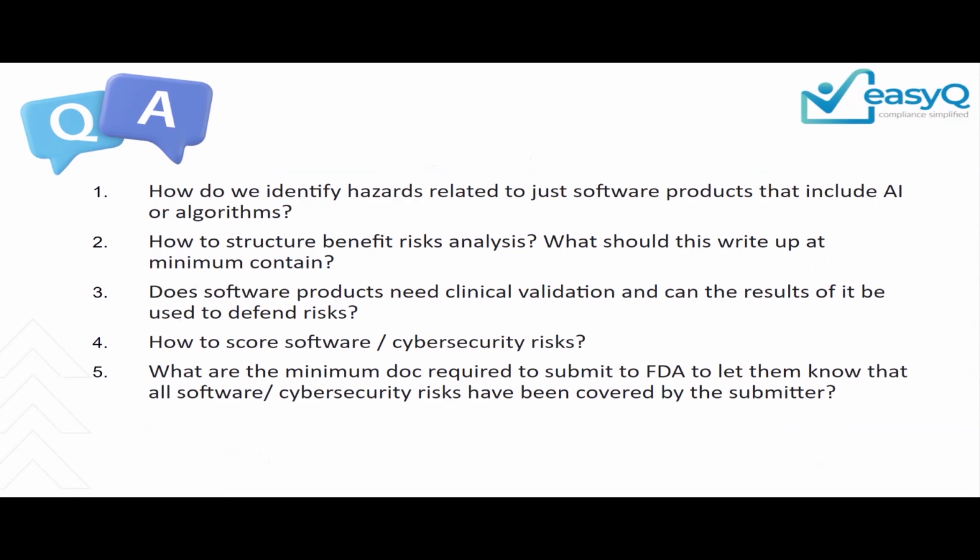The first question was, how do we identify hazards related to software products that include AI or algorithms? First of all, to identify hazards, I will always point towards defining your device definition. You should always start with your device definition. If you are clear with your device definition, identification of hazards should not be a big deal. But if you're looking for examples, where do I look?